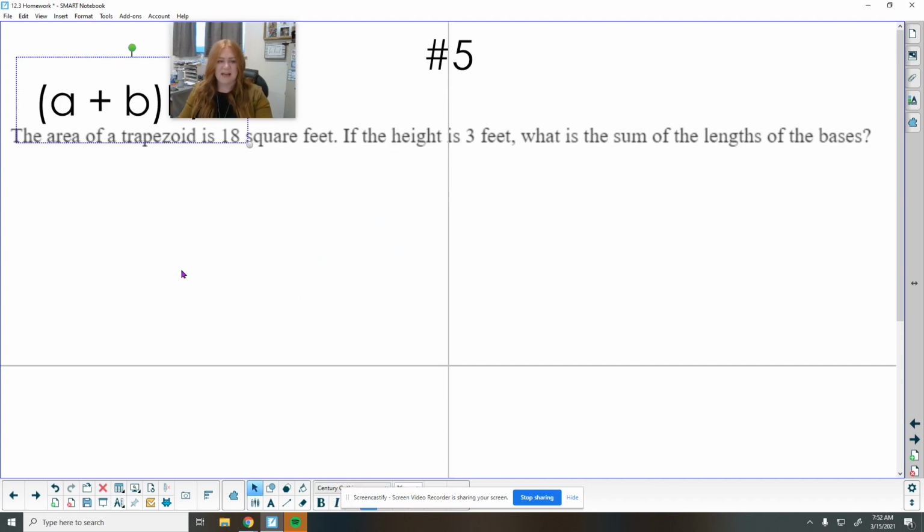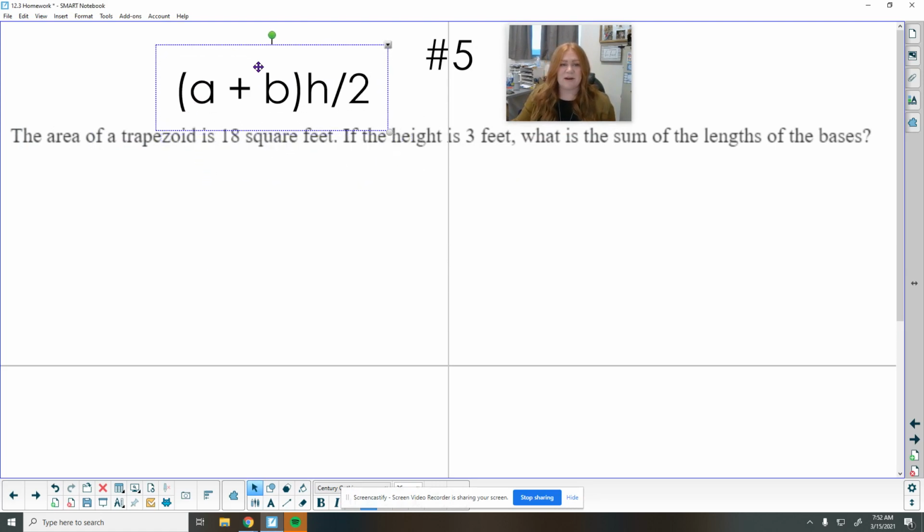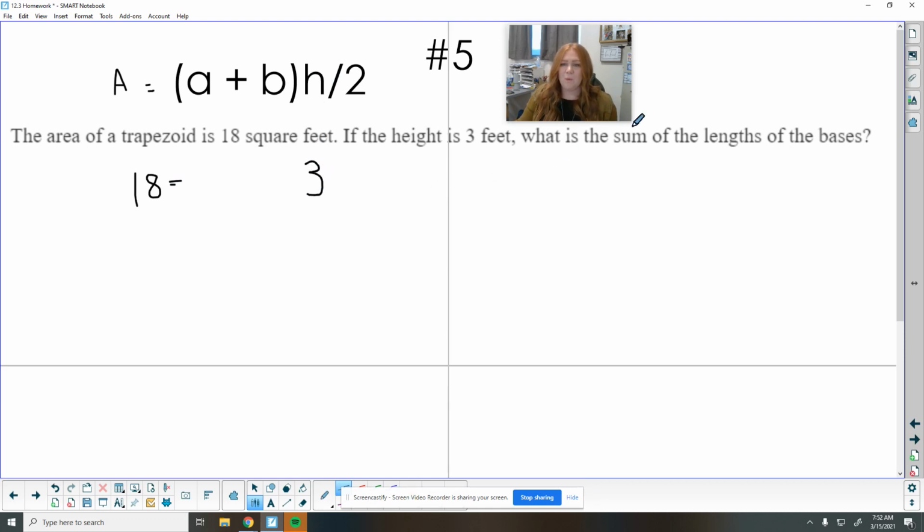Okay, number 5 tells us, I'm actually going to move me over here so we can see our formula here. A trapezoid has an area that's 18 feet. So we know the total area is 18. And the height is 3. So we're going to put height here, 3. What is the sum of the lengths of the bases?